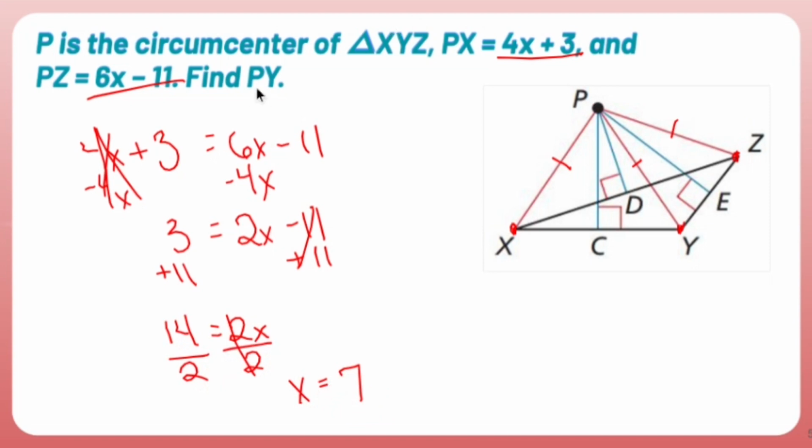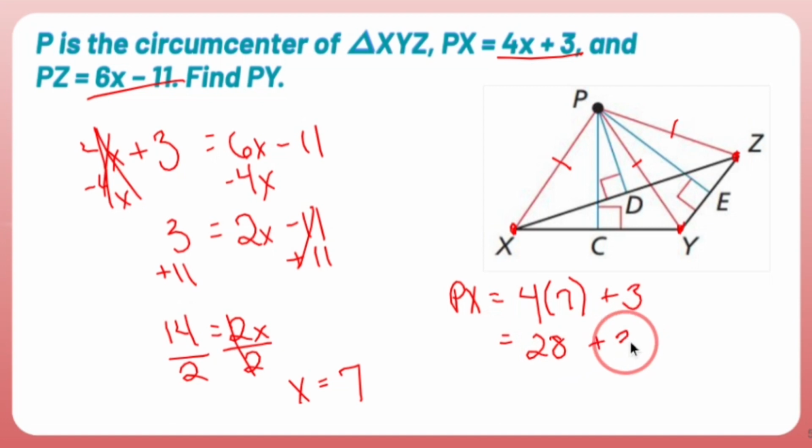No. It's telling me to find PY. I'm not given any information about PY. None. But you know what I am given information about? PX. I'm also given information about PZ. So if I just find out PX or PZ, I get PY. So let's do PX because the numbers look friendlier. PX is going to equal 4 times x. X is now 7, so 4 times 7 plus 3, which is 28 plus 3, which is 31. And if PX is 31, PY is going to be 31. That's my guy.